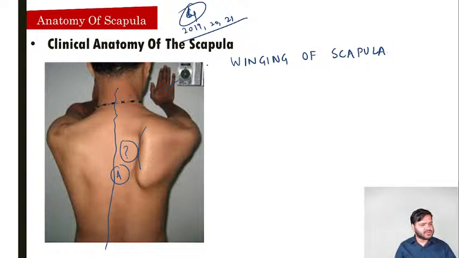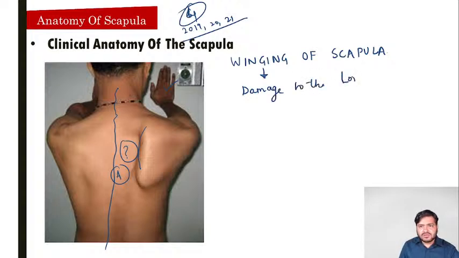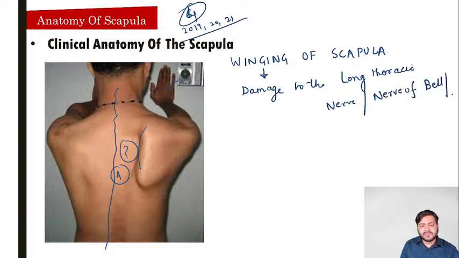It is the medial border which is more prominent. It is the winging of the scapula. And remember, it is damage to the long thoracic nerve, also called the nerve of Bell. Now it will be clear why it is like that: it is the nerve to serratus anterior.